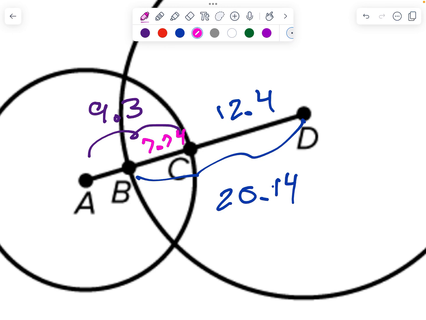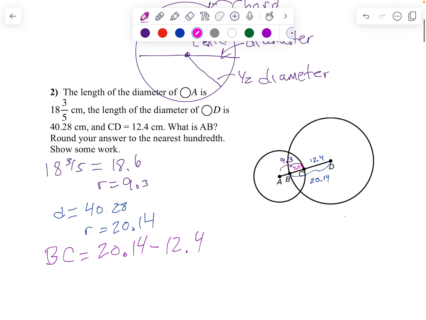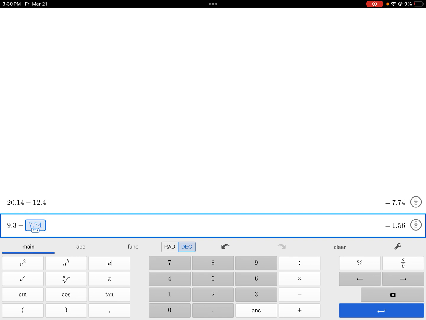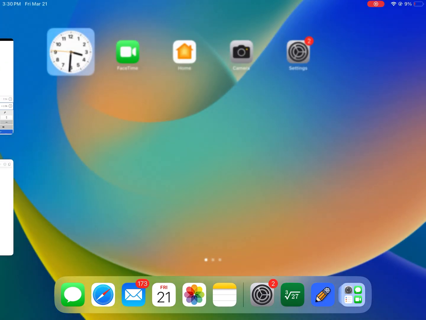And I do believe we're supposed to find A to B, aren't we? So to find A to B, we just use one answer to find another answer is really what we're doing. Take 9.3 minus 7.74. So 9.3 minus 7.74 gives us 1.56.